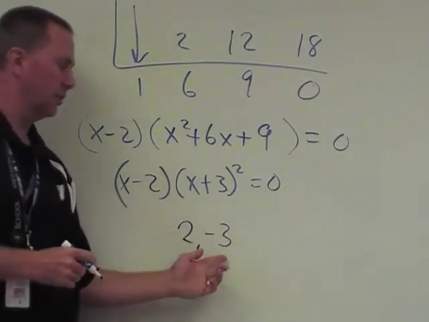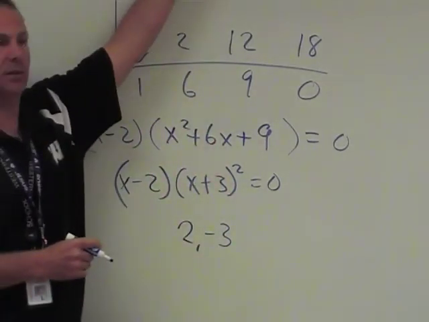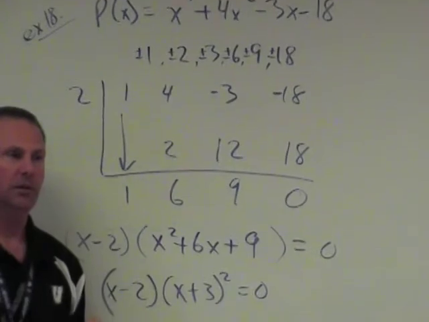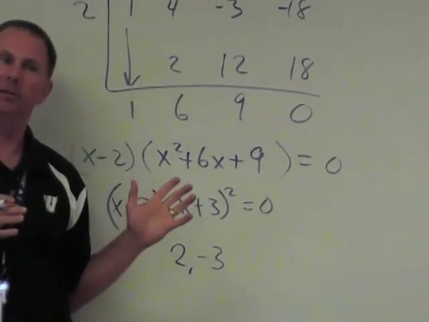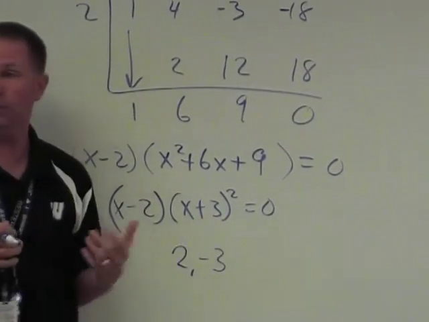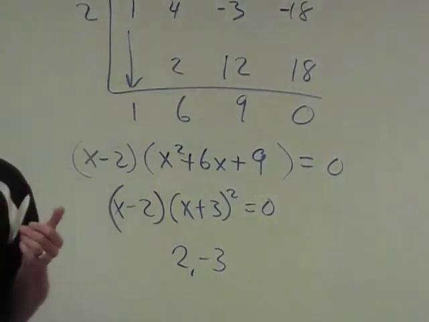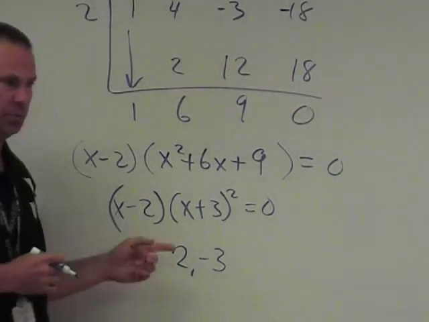Okay, so there's only 2 here. There's supposed to be 3 zeros. What's the problem again? Double. The negative 3, there's 2 negative 3s. That means it has a multiplicity of 2. The 2 has a multiplicity of 1.